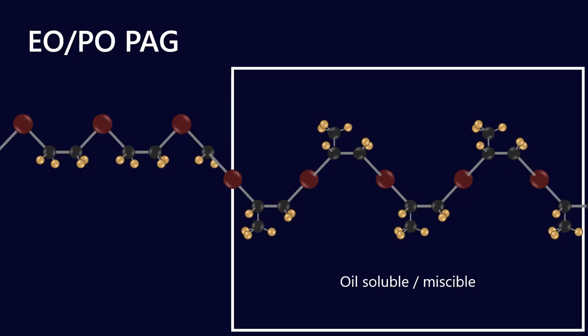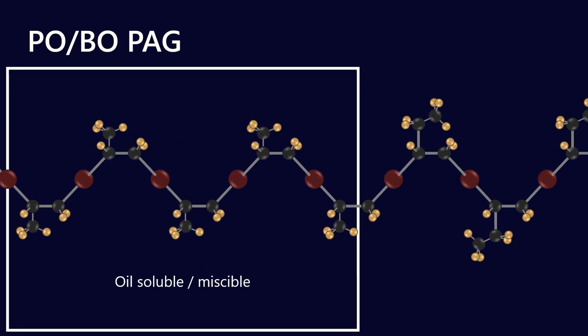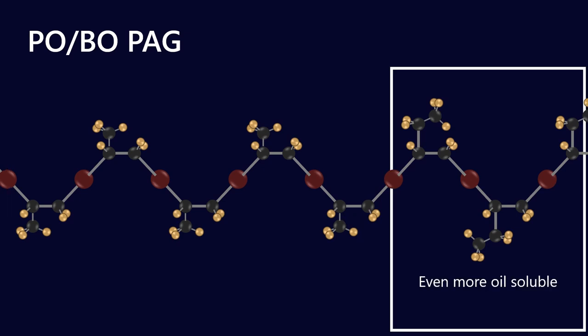Now we can fix that a little bit through some of these kind of blending techniques. So as an example, if instead of an EO-PO PAG, we had a PO-BO PAG, where BO would be a butylene oxide PAG, what we can actually do is have something which is even more oil soluble than a PO PAG. And that might help us with, for example, compatibility with other lubricants. So PO/BO PAGs generally, across the board, I think with the exception of some PAOs, have pretty good compatibility with all the other base oils. So that's something to look out for too.